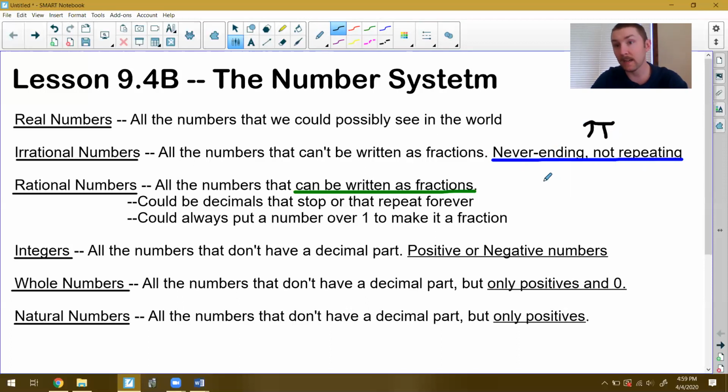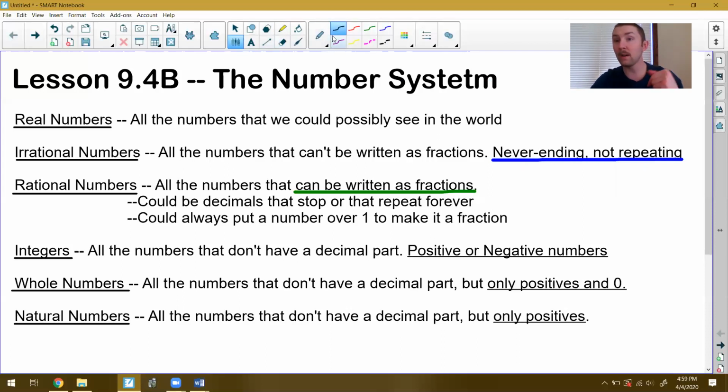Okay, if you recognize that, pi, the number pi, which we approximate as 3.14. We do that a lot in geometry with circles and stuff like that. Pi is actually an irrational number. It is a decimal number that goes on and on forever and never repeats. We've just rounded it off to 3.14 to make our lives easier. But in reality, the number pi goes on forever and ever. Okay, so that's one example of an irrational number.